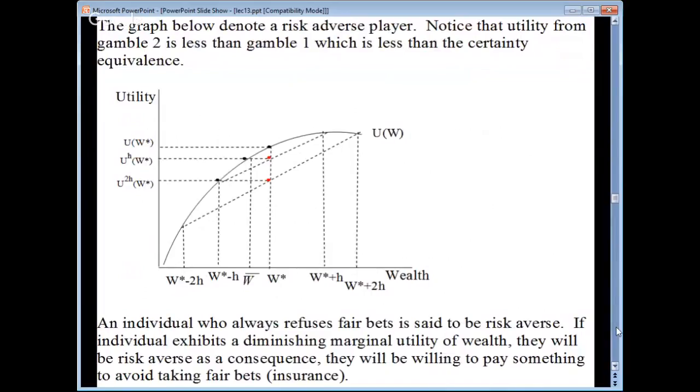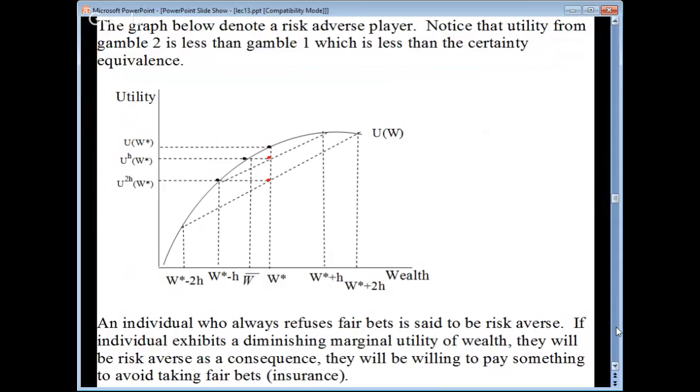Okay. So this is a graph of somebody who's risk averse. The graph's kind of a little complicated. I made it basically for another class. But at this point, this person has wealth of W star. Now he can enter a gamble that'll give him H with a certain probability, or he loses H with a certain probability. It kind of looks like a normal distribution, kind of looks like a bell curve.